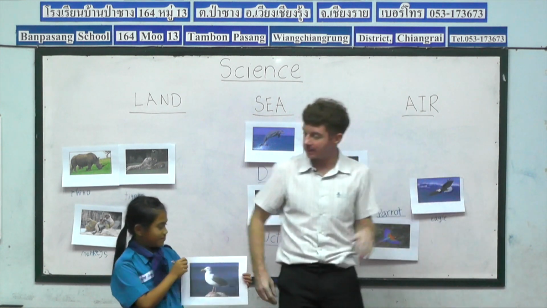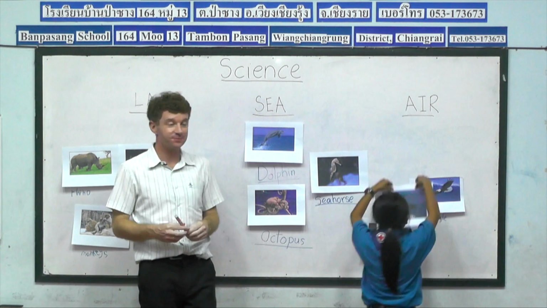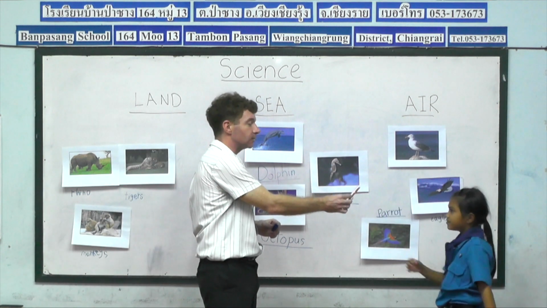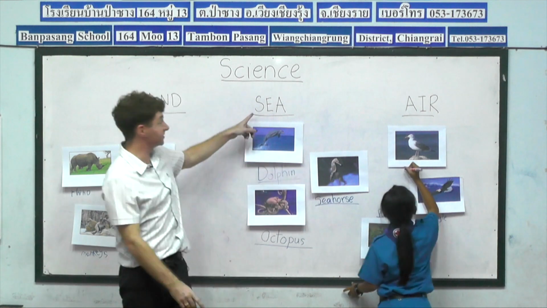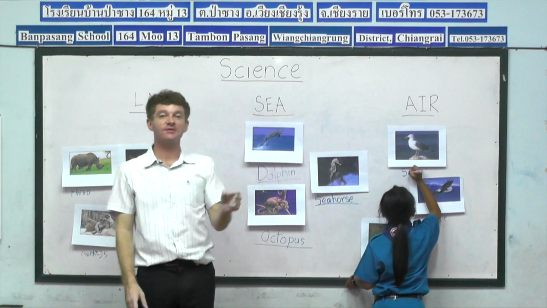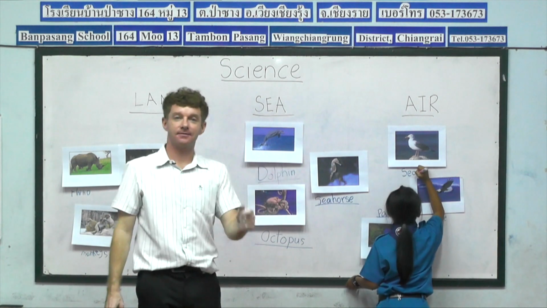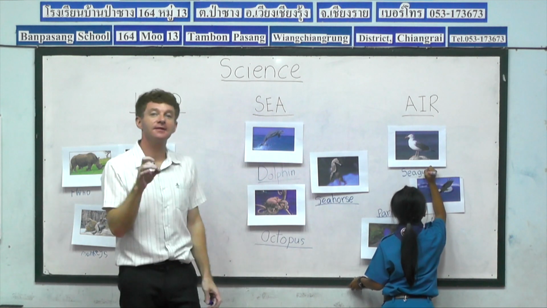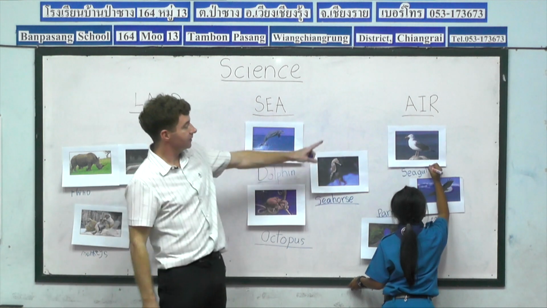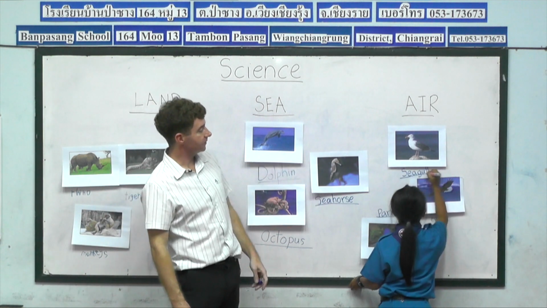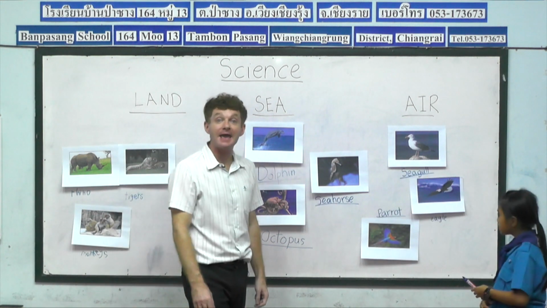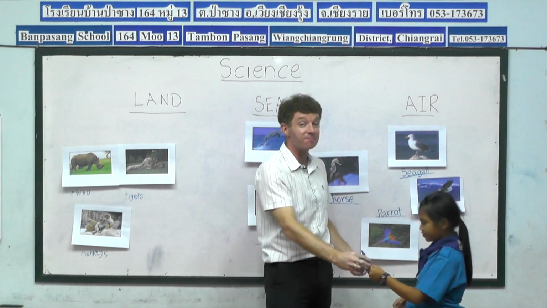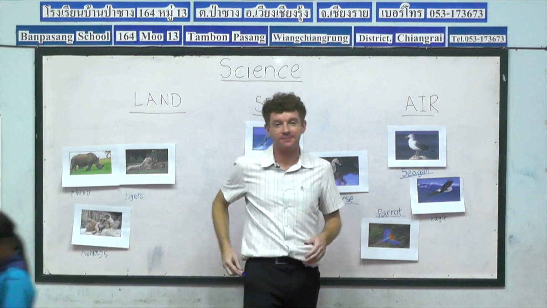So Pak Bung, can you place it in the correct column? And then we'll help Pak Bung to spell seagull. So first of all, S-E-A, and then G-U-L-L. Seagull is an example of air animal. And Pak Bung, that was excellent. High five and a big round of applause for Pak Bung.